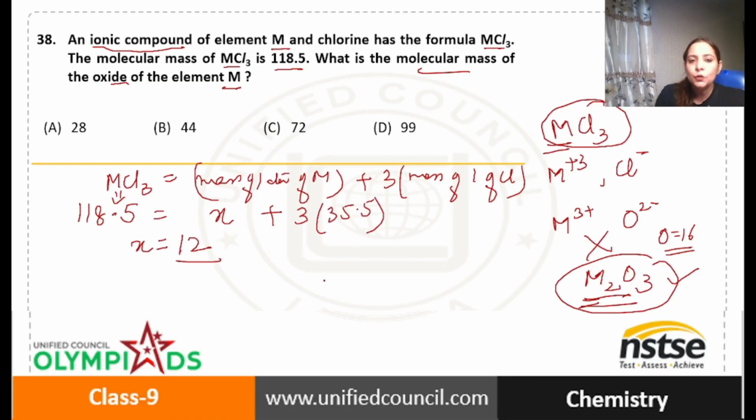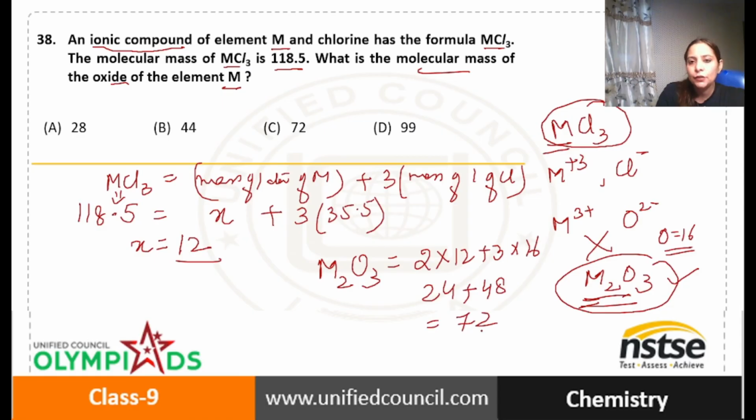Now we can use this 12 as the mass of M in this case. So that means the molecular mass would be 2 into 12 plus 3 into 16, which comes out to be 24 plus 48, which is 72. So that means option C is correct. Which option is correct, student? Option C. So this way you need to first find the mass from one compound, and then, because the same metal is used for making the second, you can put its mass in the second and find the molecular mass.